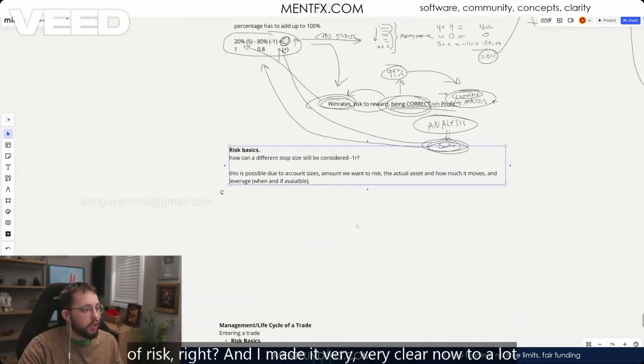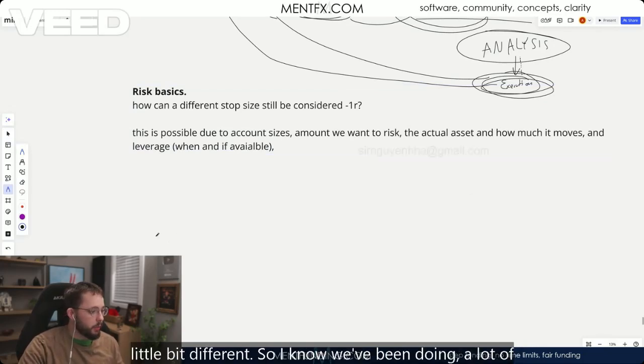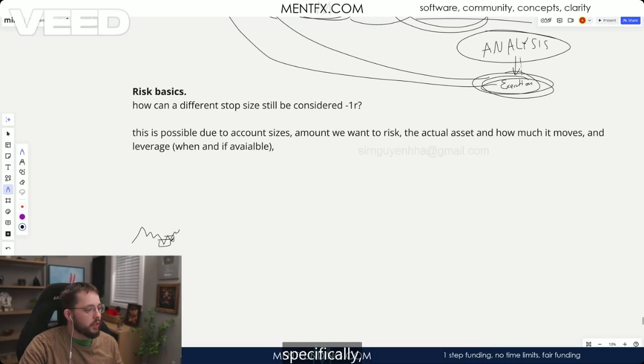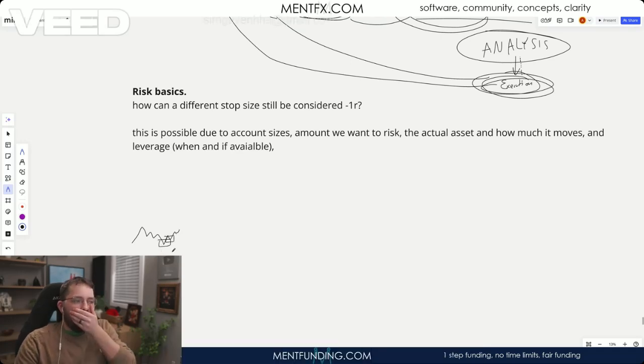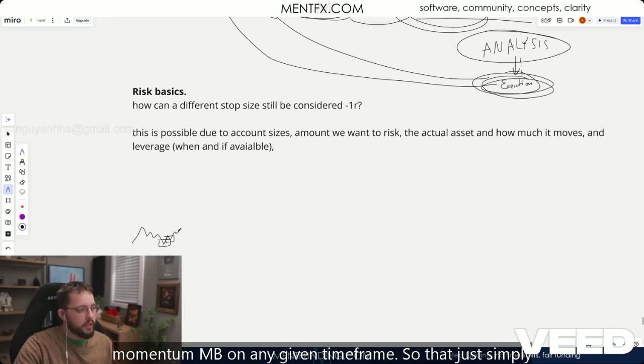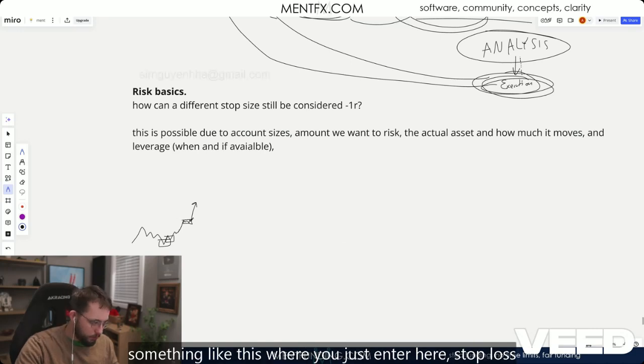And I made it very clear now to a lot of you that whether you're taking a trade, let's say something starts setting up, let's actually do it a little bit differently. I know we've been doing a lot of double MB setups, stuff that looks like this. But now let's use an example of entering through momentum MB on any given time frame. That just simply means that price maybe starts a move and then you get a momentum MB here and you choose to trade it and enter because you like the momentum MB. So something like this, where you just enter here, stop loss here, right?